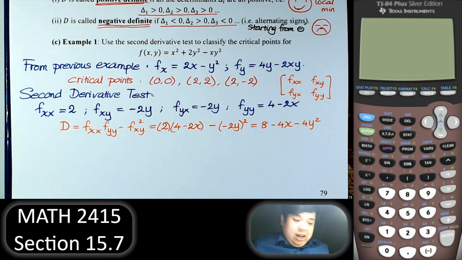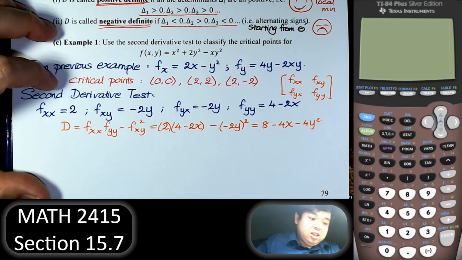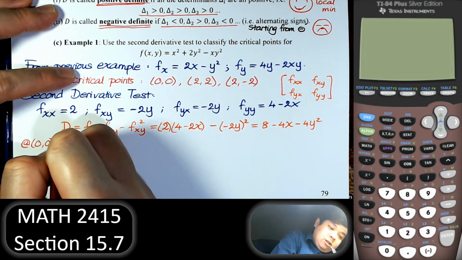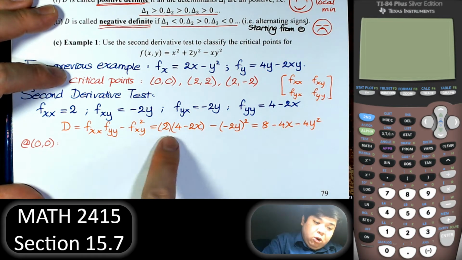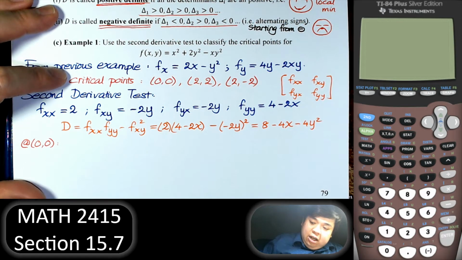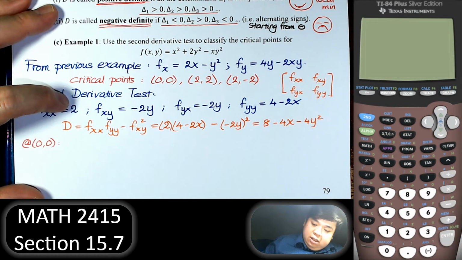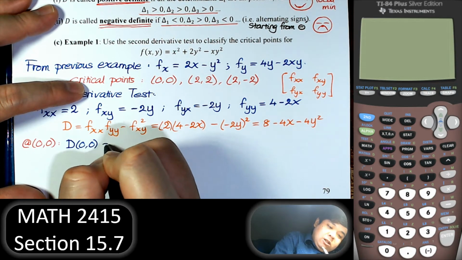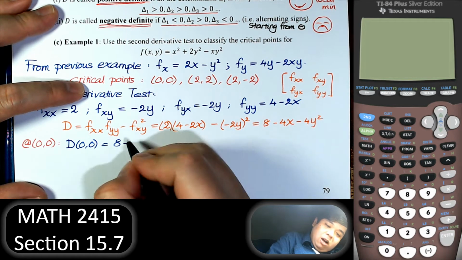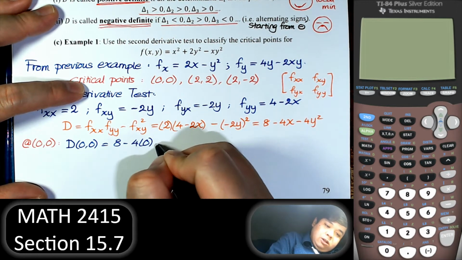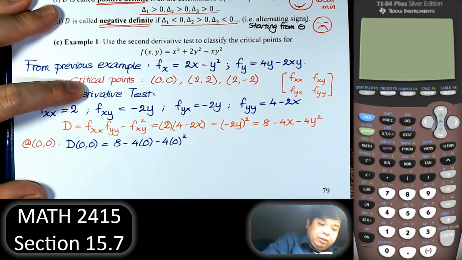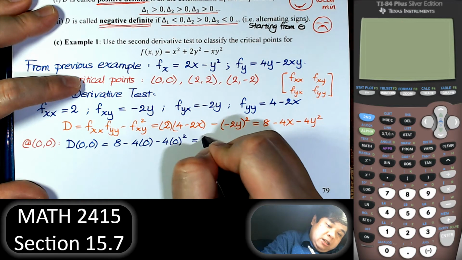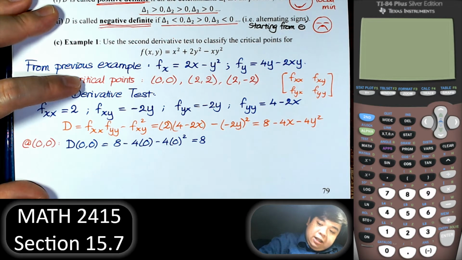So we have that. Next, we have the points. So we will just test them. First, at 0, 0. At 0, 0, I'm going to put everything in here. So the discriminant at 0, 0, 8 minus 4 times 0 minus 4 times 0 squared. And this is 8. And this is positive.